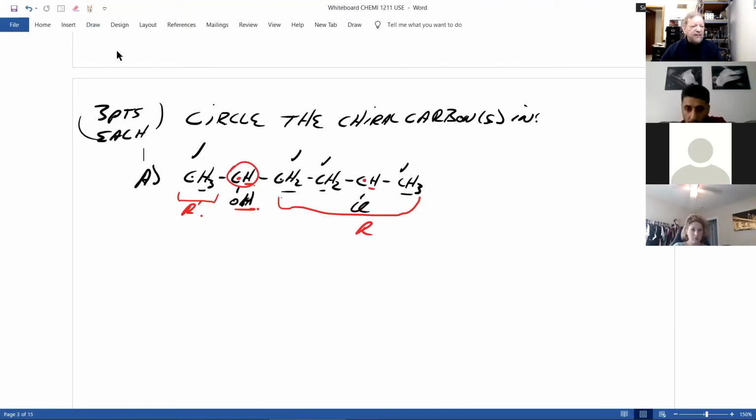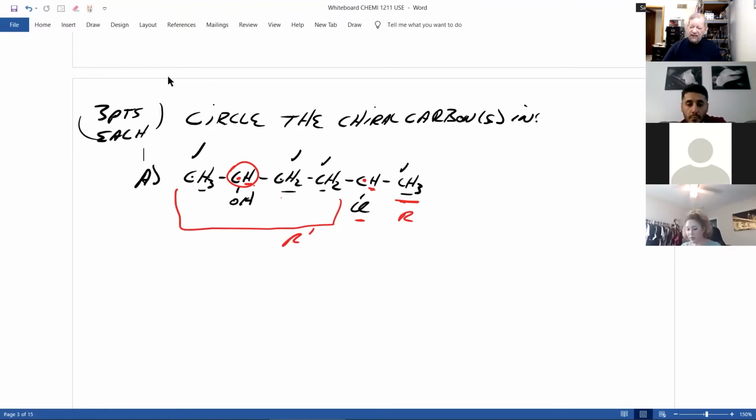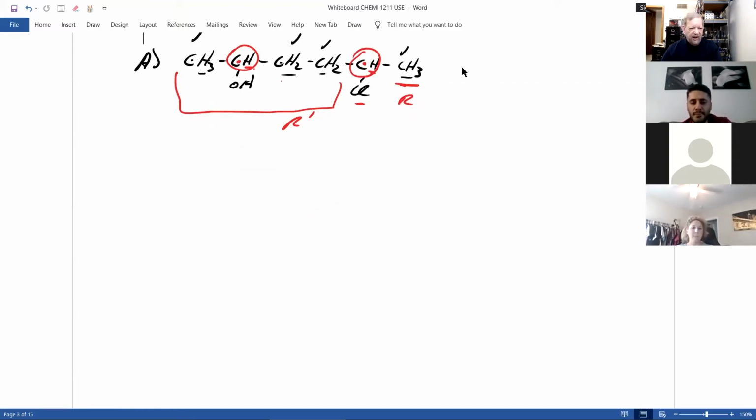Now, let's look at this carbon. It's got a hydrogen. It has this hydrogen, a chlorine, a methyl group I'll call R, and then all of this on this carbon I'll call R prime. Are they all different? Yes. And a chiral carbon has 4 different groups or atoms or combinations. So that would be chiral, and that's what you'd find. Now, let's do another molecule.